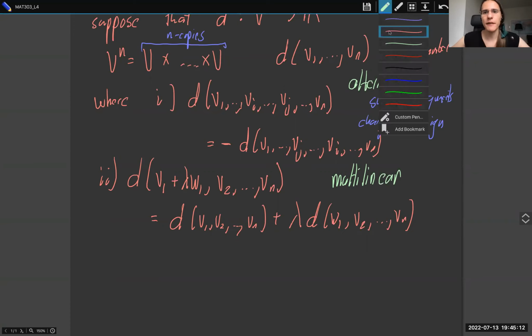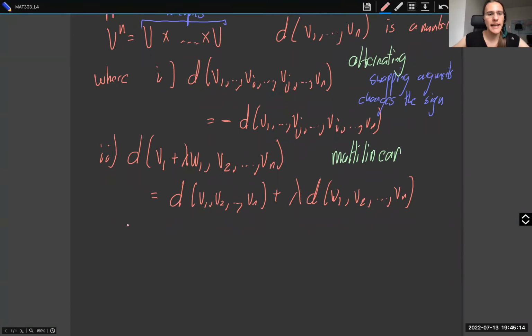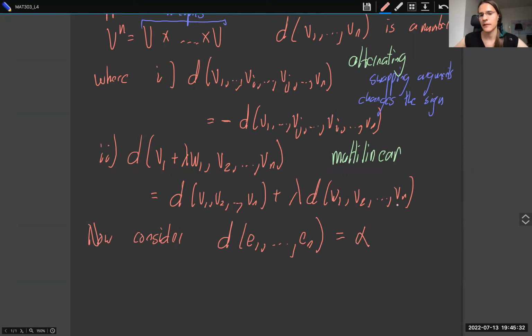Okay, now there's one thing that I could consider. So now consider d of E1 through to En. So now I'm going to plug in the elementary vectors inside of here. And let's suppose that that's equal to alpha. Then the fact that d satisfies these two properties and the fact that alpha is a specific number determine what this function is entirely.